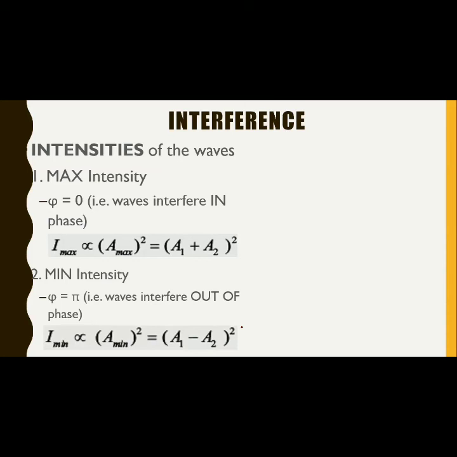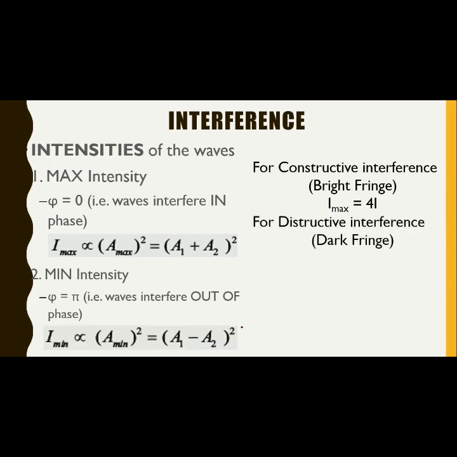Now for constructive interference, which means bright fringe, we get the maximum intensity, which is 4 times that of original intensity. Whereas for the destructive interference, which is dark fringe, we get minimum value which is 0 intensity. That's why we call it a bright and dark spot. Bright spot means what? We have highest intensity, maximum intensity. And dark fringe means we get lowest intensity, which is 0.